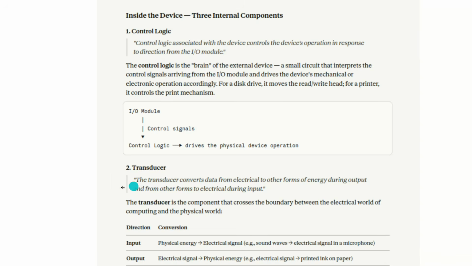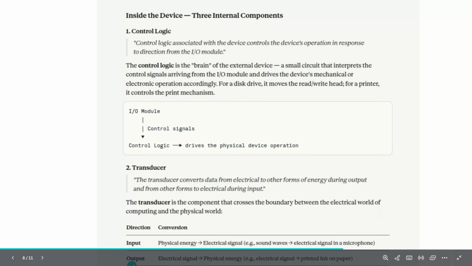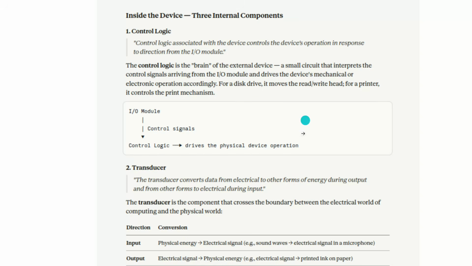Now, a transducer converts data from electrical to other forms of energy during output. A transducer is a component that crosses the boundary between the electrical world of computing and the physical world. If my input is physical energy, I have to convert it into an electrical signal, and if my output is electrical, I have to convert it into physical. For input, when I am speaking, that has to be converted to electrical form. That is done by the transducer in the devices.